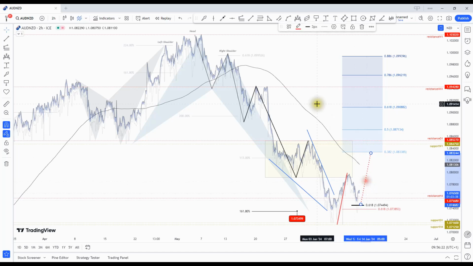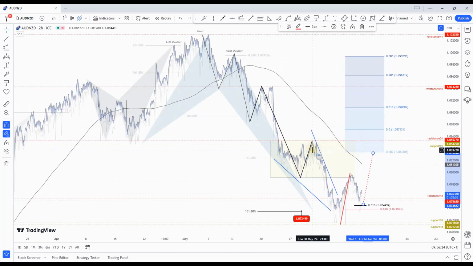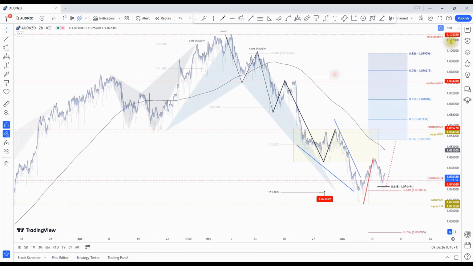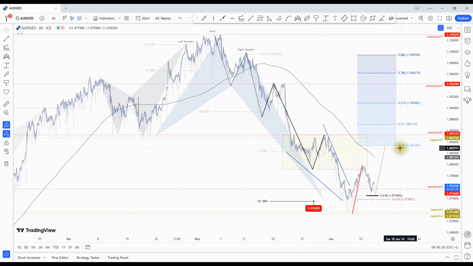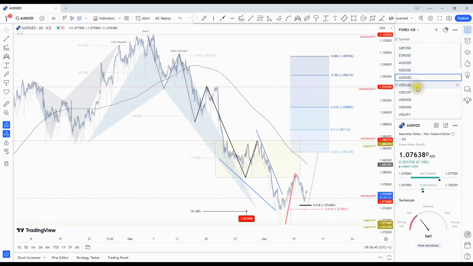That will depend also on the Aussie generic performance. Let's see and let's observe. But for now we have some room, and that's one of the paths to achieve the 38% Fibonacci retracement, to complete this kind of a symmetrical projection above resistance.